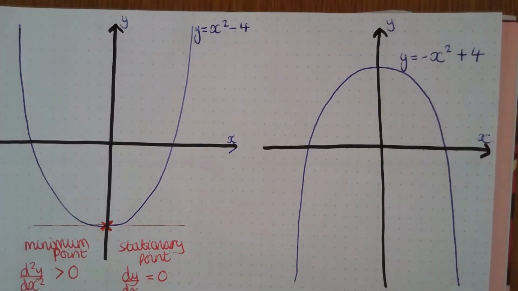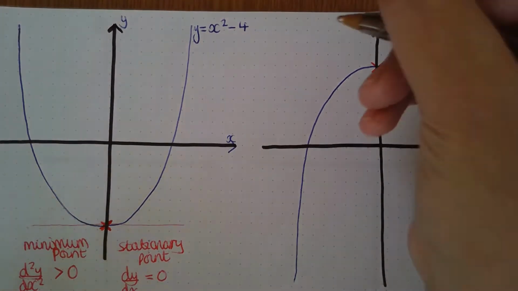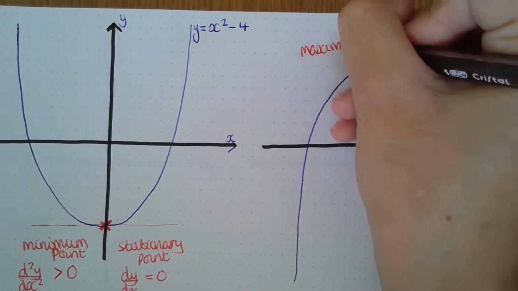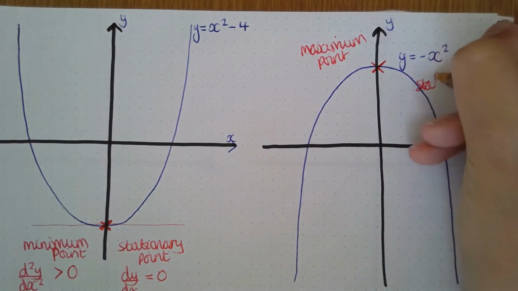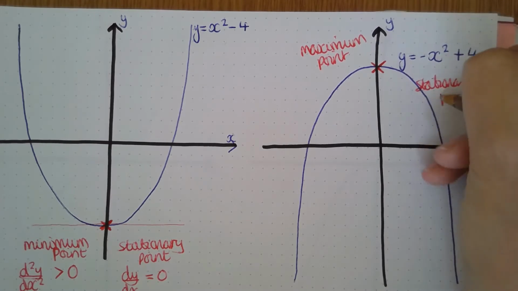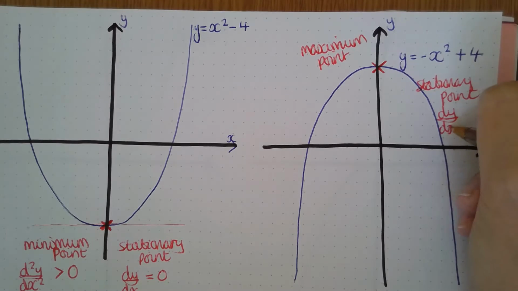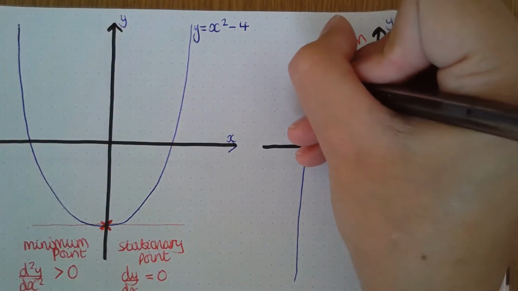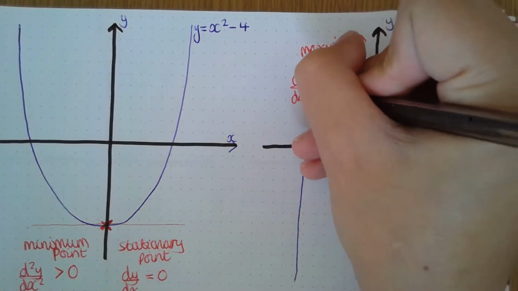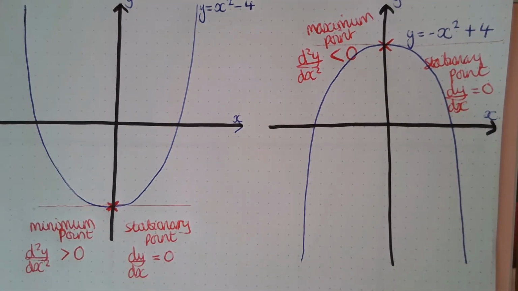Over here, same kind of principle, but up here is a maximum point, which is also a stationary point. So we know our differential is equal to 0 because it's a stationary point. If I was to draw a tangent to the curve, it would be horizontal again. At a maximum point, this time my second differential is less than 0. Hopefully we can remember why our second differential is less than 0.